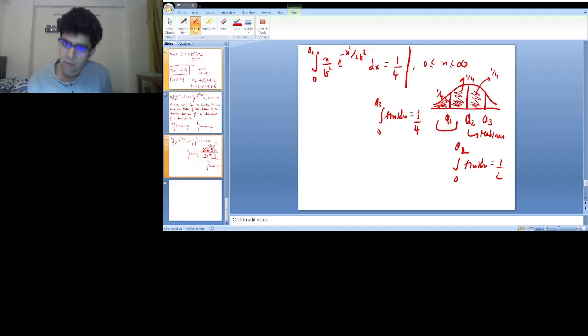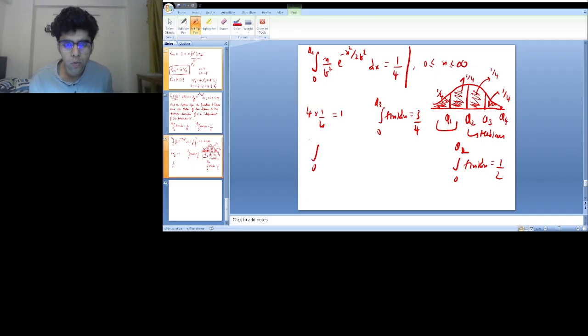This is equal to 3 by 4, or the area under the curve from my lower limit to Q3 is 3 by 4, and here my lower limit was 0, right? So this is 3 by 4. Now Q4 will be this Q4. This is again 1 by 4. So 4 times this is 1 by 4 plus 1 by 4 plus 1 by 4 plus 1 by 4, and we know that 4 times 1 by 4 will give me 1.